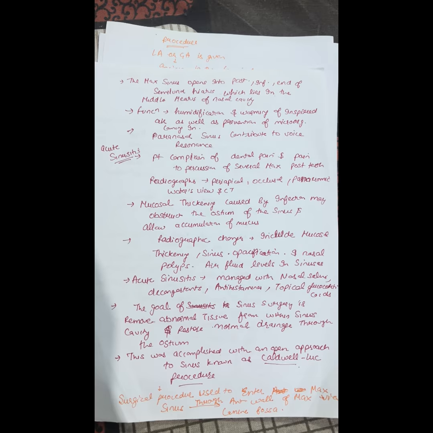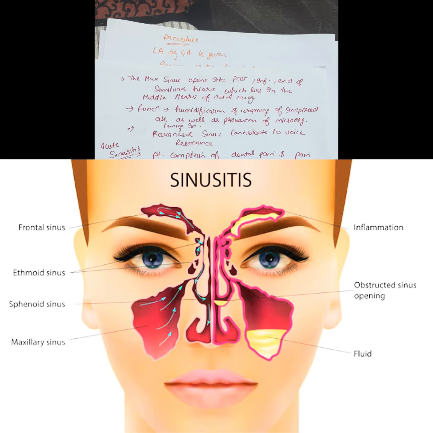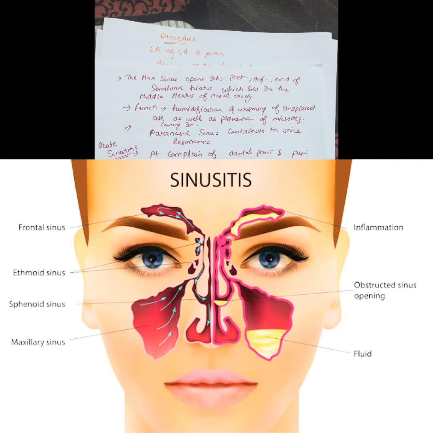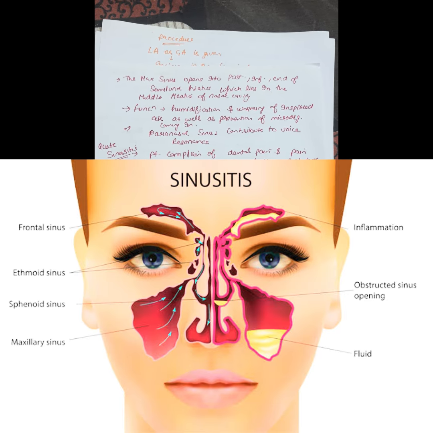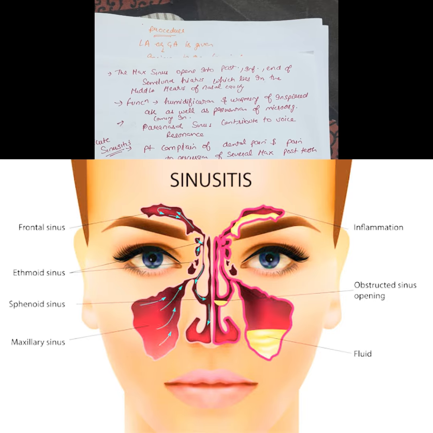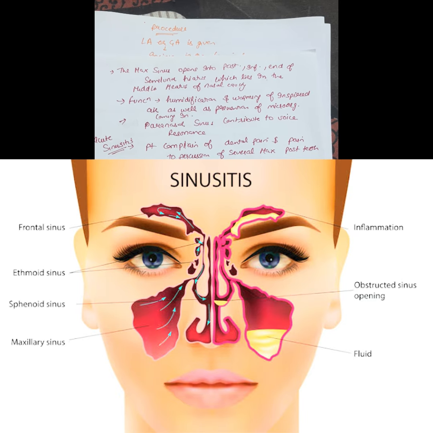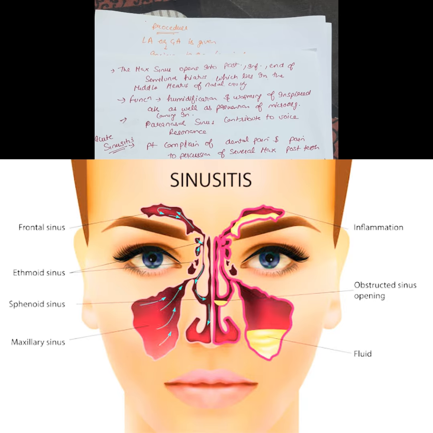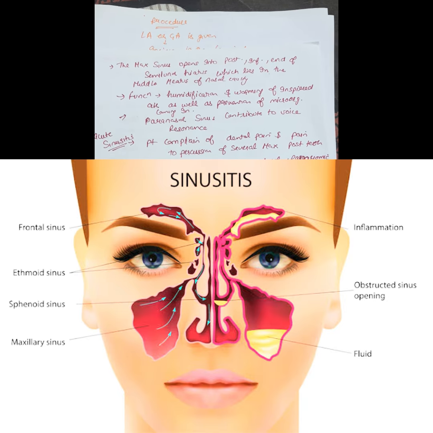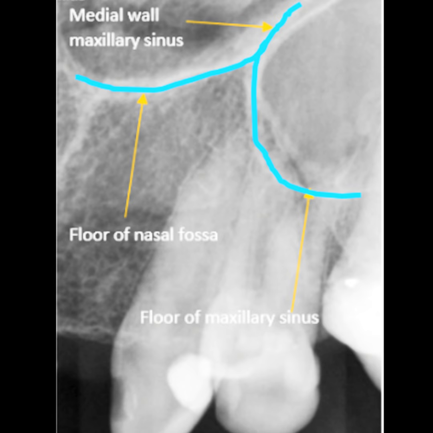What is acute sinusitis? In acute sinusitis, a patient complains of dental pain and pain to percussion of several maxillary posterior teeth. From a radiographic view, we can do periapical, occlusal, Waters view and CT scan. Mucosal thickening caused by infection may obstruct the ostium of the sinus and allow accumulation of mucus.